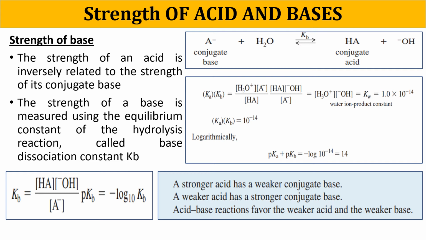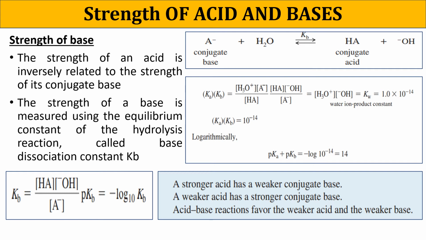The strength of a base is measured much like the strength of an acid by using the equilibrium constant of the hydrolysis reaction. The equilibrium constant Kb for this reaction is called the base dissociation constant for the base A-. Because this constant spans a wide range of values, it is often given in logarithmic form.